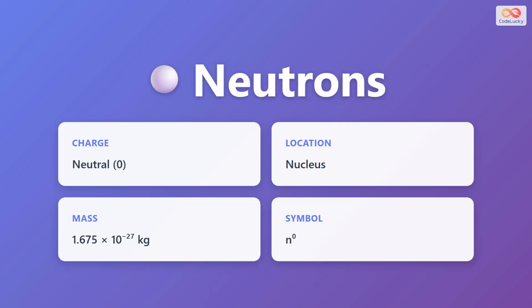Next, we have neutrons. Neutrons are particles with no electrical charge, which is why they are called neutral. Like protons, neutrons are also found in the nucleus of the atom. The mass of a neutron is approximately 1.675 times 10 to the power of -27 kilograms, making it slightly heavier than a proton. Neutrons are represented by the symbol N with a 0 superscript. Neutrons help stabilize the nucleus and add to the atomic mass of an element.